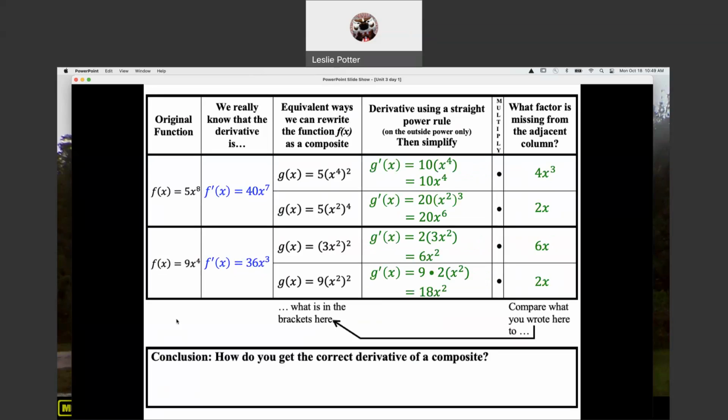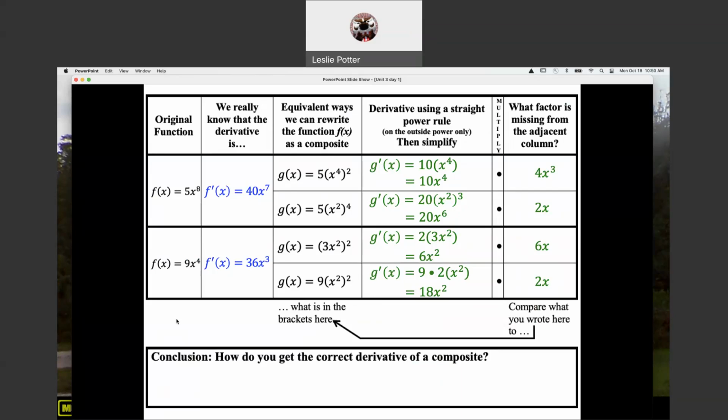We realize that just looking at the outside power, doing the power rule there and leaving everything in the brackets alone isn't enough. We had to put this multiplier out here to get the right answer to match. 18x squared times 2x is 36x cubed. So where did this 2x come from? 6x squared times 6x is 36x cubed. Where did this extra 6x come from? 10x to the fourth times 4x cubed is 40x to the seventh. Where did this 4x cubed come from?